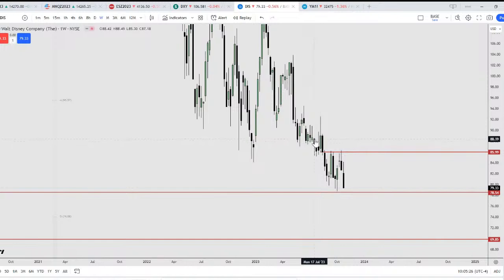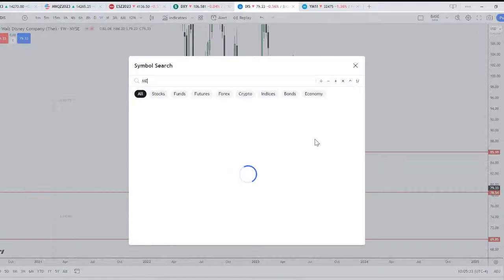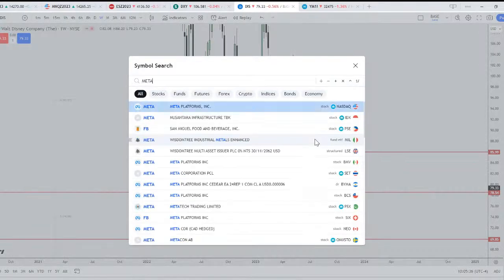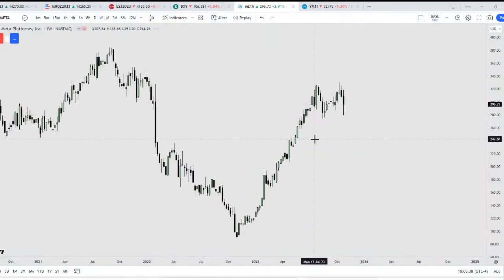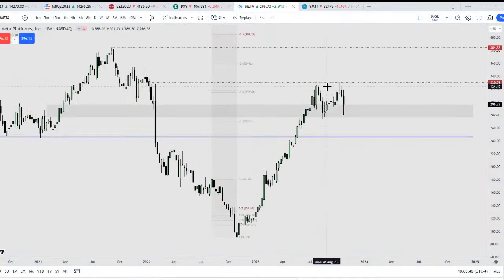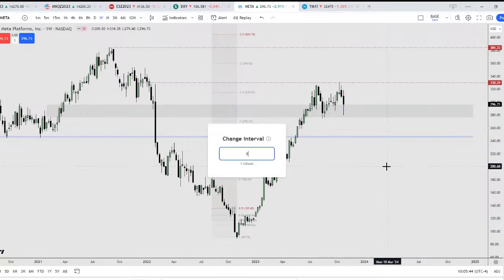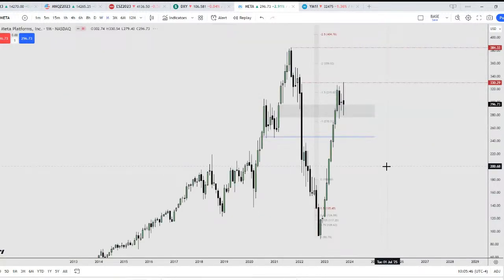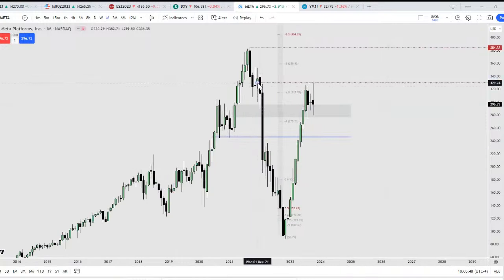Basic ICT concepts. Okay, so next up, let's take a look at Meta. It's been a while. I want to see if it's holding well. Finally, it's ranging. Because for Meta, I'm using the monthly levels here. So this is the proportion order block.